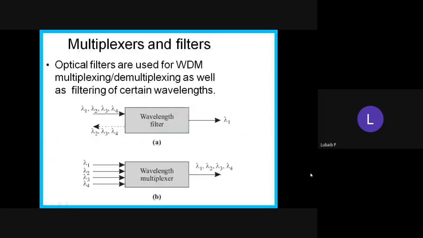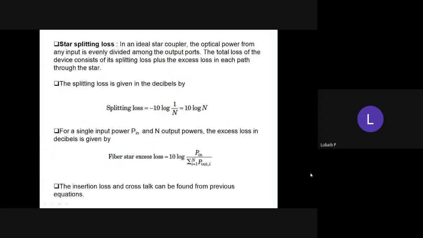Okay. These are the different passive optical components. They are used in WDM. They are called WDM components actually.